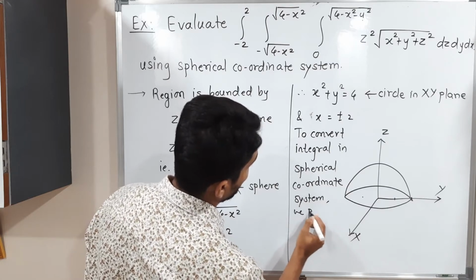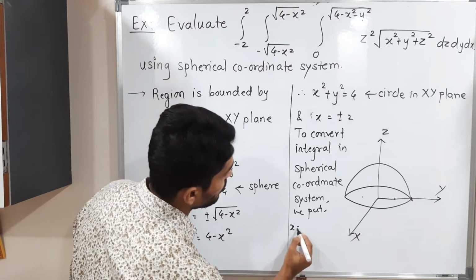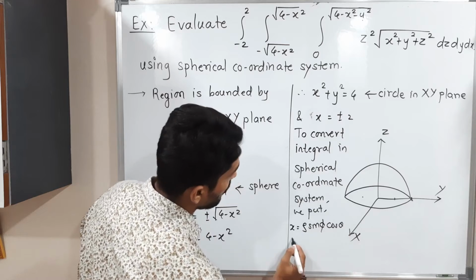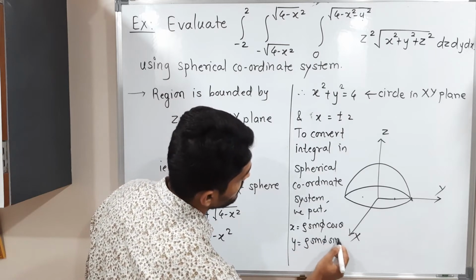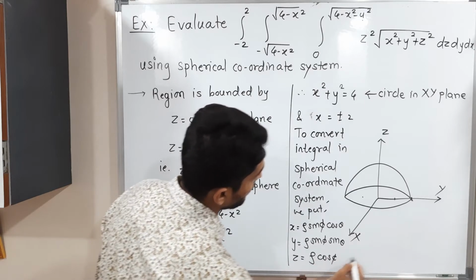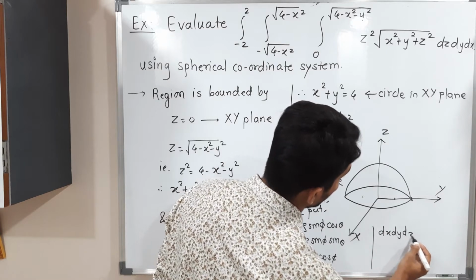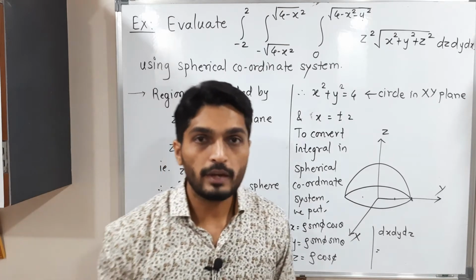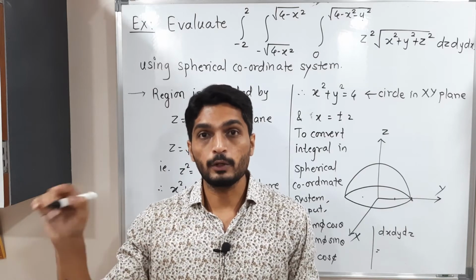You remember what we put in the last video. We put x is equal to rho sine phi cos theta, y is equal to rho sine phi sine theta, and z is equal to rho cos phi. And for dx dy dz there is a particular value. You remember in the last video we found the Jacobian, into d rho, d phi, d theta.